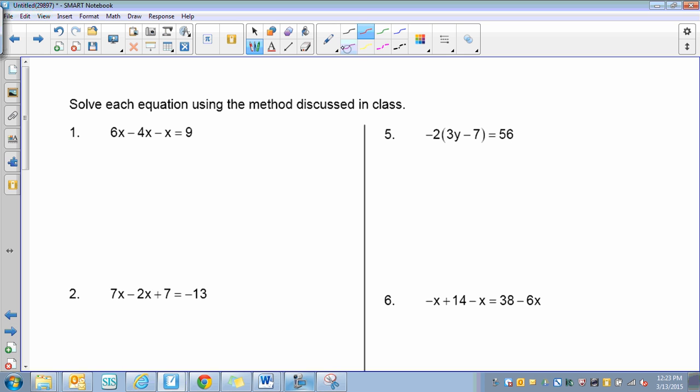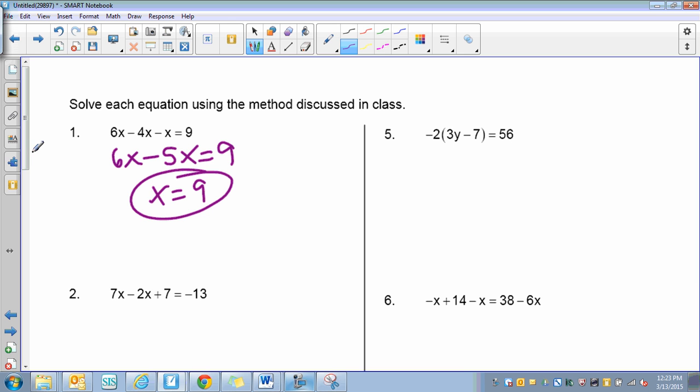So for number 1, we have like terms we can combine. So 6x minus 4x minus x. That'd be 6x minus 5x equals 9. And we can do 6x minus 5x is just x equals 9.